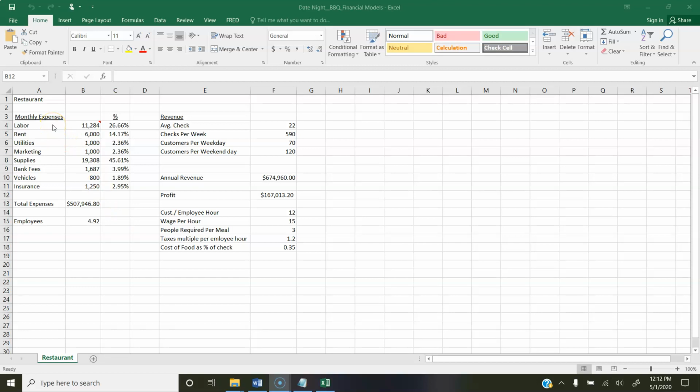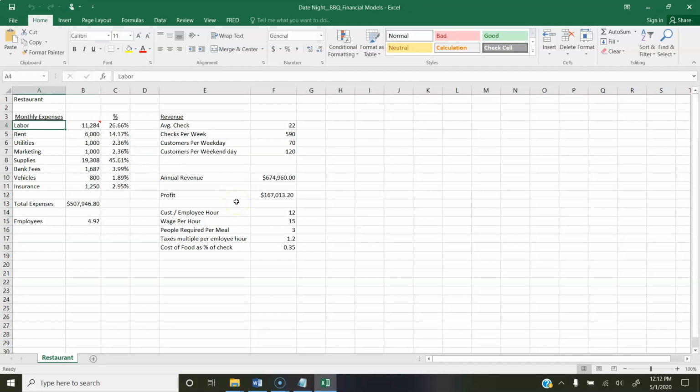Now, whenever I think about this kind of financial model, where I'm trying to understand the profit potential for a business or the revenue, or trying to model something that doesn't exist yet, I usually start with a theoretical set of expenses or costs and then a theoretical set of sales, right? So let's start with the cost side.